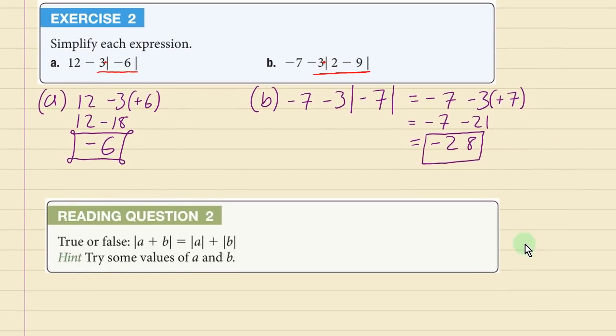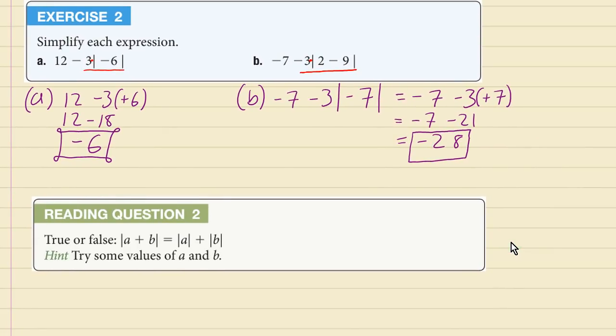So here's a quick reading question for you to do. This is just true or false. And when you have a thing like this with variables, it should be true for all values of a and b if you think it's true. If you can find one value of a and b that makes it not work, then that makes the whole thing false. So try some different values of a and b and see if you can break this equation. See if you can make it false.